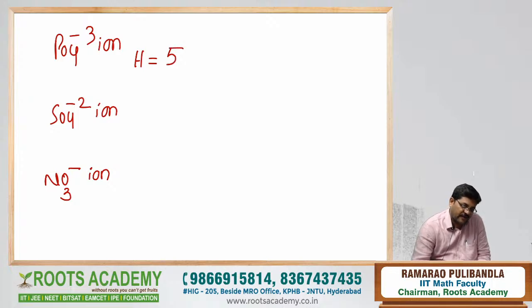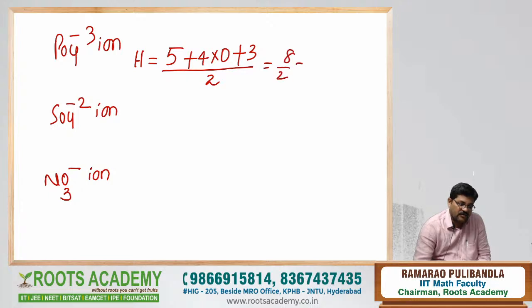Very good. Five. Oxygen is a surrounding atom that is taken as divalent. Because it is divalent, in the formula, the surrounding atoms must be monovalent. Monovalent means single bond formation. Therefore, 4 into 0 is taken. Plus, what charge is there? Minus 3 charge is there. Minus 3 means adding the plus 3. Therefore, (5 plus 3) by 2. 5 plus 3 means 8, 8 by 2 means 4.